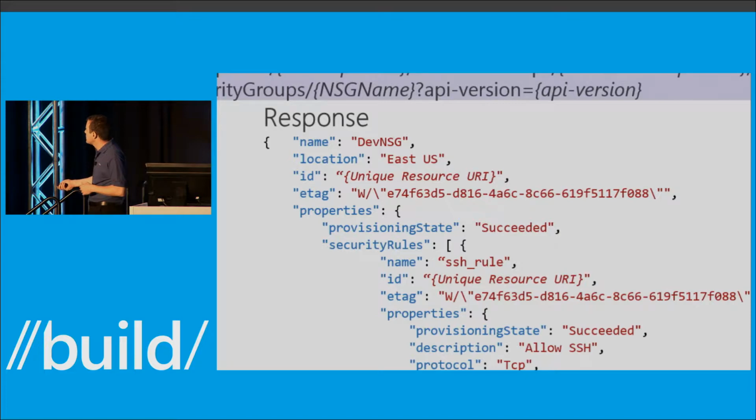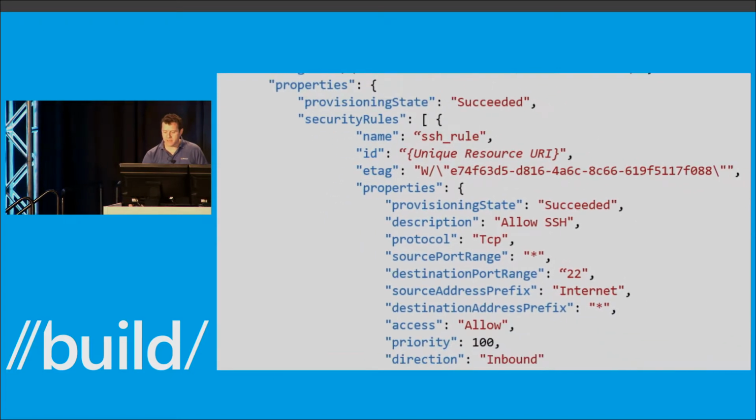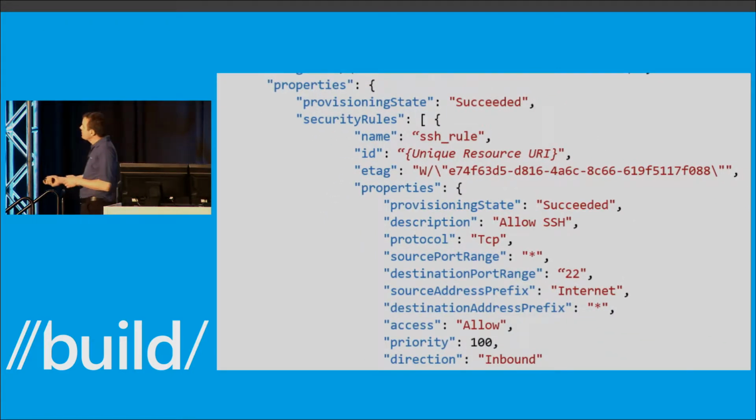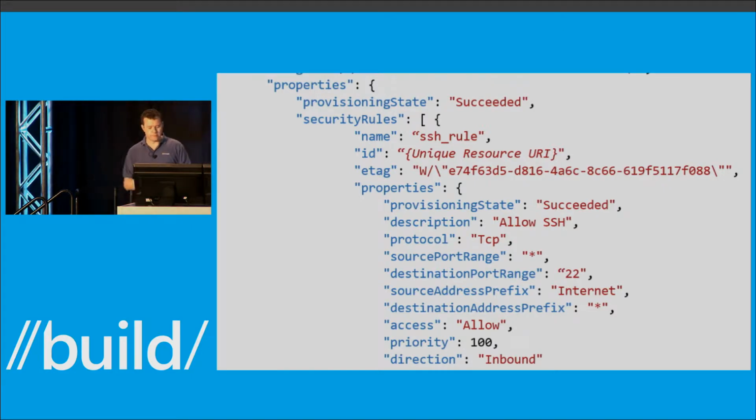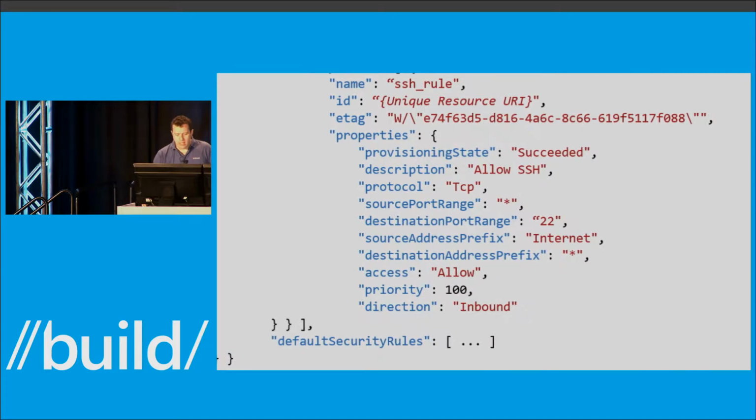And then we have the security rules down here. Where are we going? There we go. The security rules. This is an array, a collection of the security rules we created. It's the exact same one we specified, with one addition, which is the ID up here, which is a unique URI for this security rule within the parent. Great. Also at the bottom, we have default security rules.